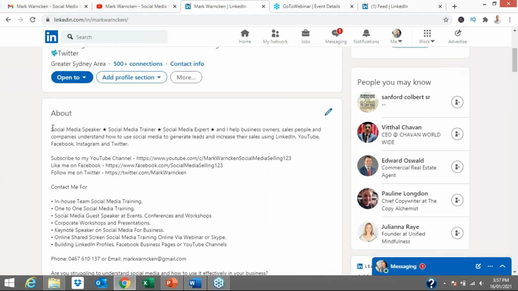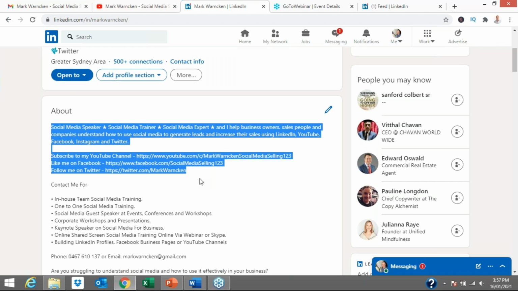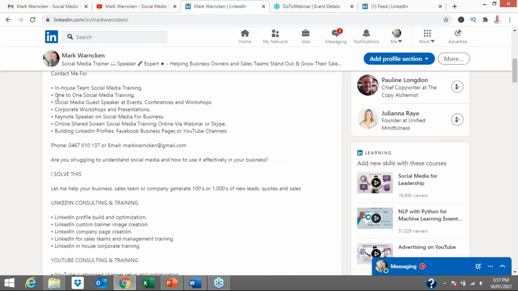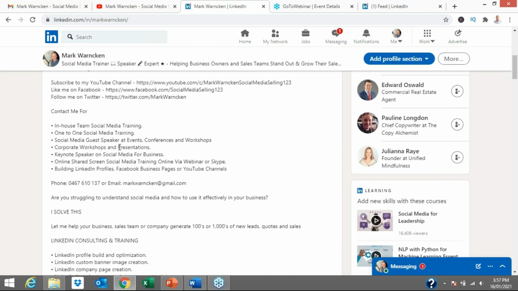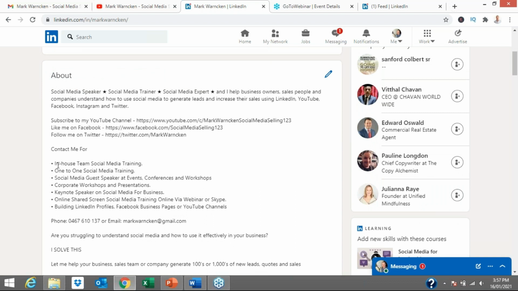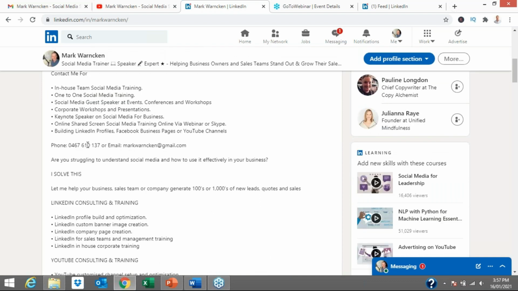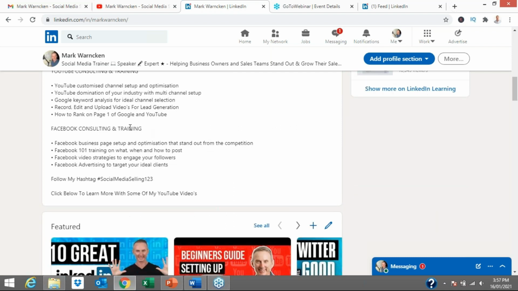Now, I believe the magic formula, though, is about 25% about you and what your experience is, and that's what I have here highlighted in blue. And the rest of my About section is all about how I help others. So no big blocks of text, no long paragraphs, three lines only. I'm using bullet points to draw the eye's attention. I've got a call to action. I've got my contact details, all of that. I'm using some capital letters here, that type of thing. Follow my hashtag, click below to watch some of my YouTube videos.